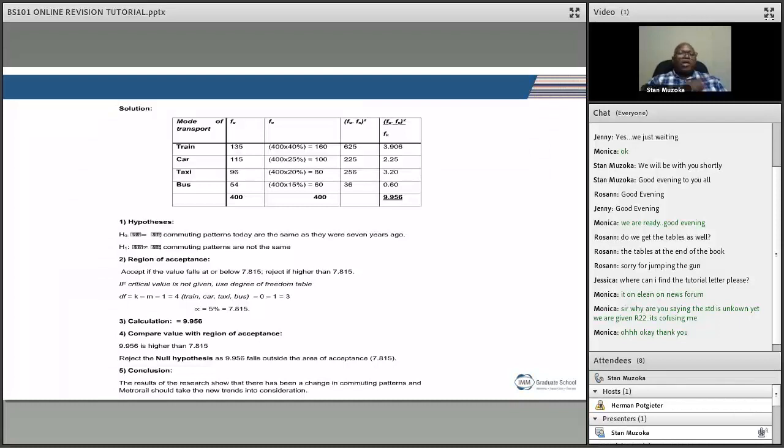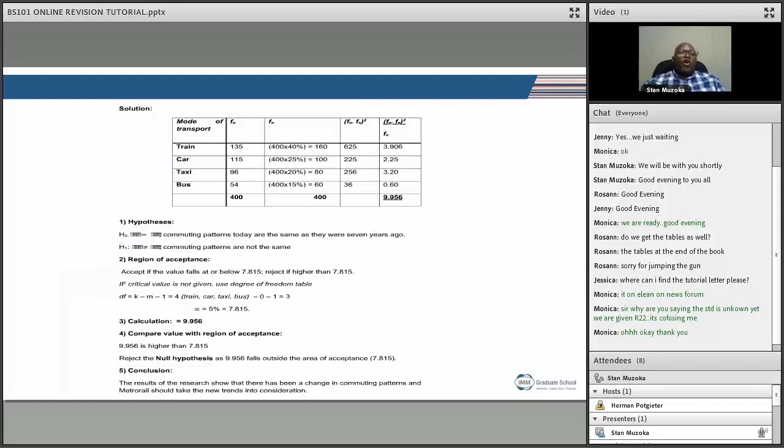You expect the observed to be similar to the expected, which used to happen, because you want to test for the fit between what you are seeing now and what is normally the case. So it is observed minus the expected, you square that difference, divide by the expected, and you sum them up, and you've got your total, 9.956.